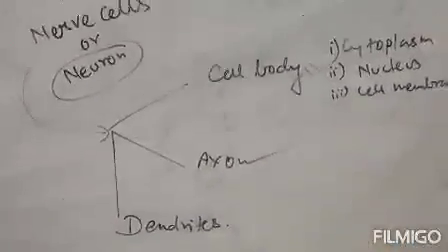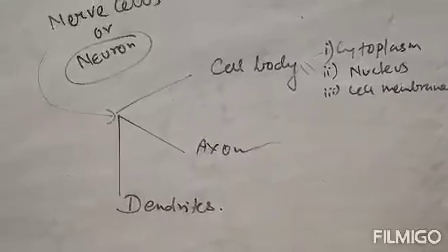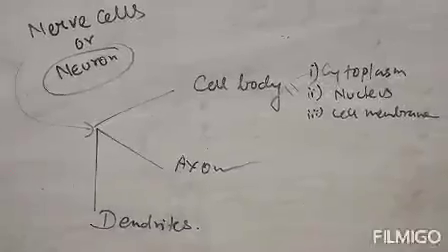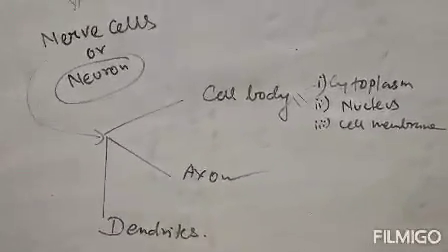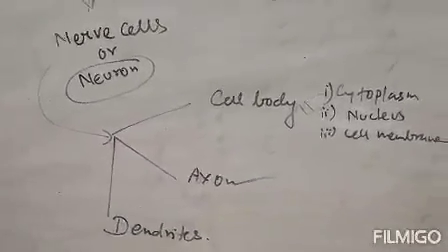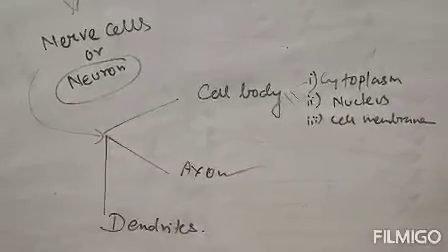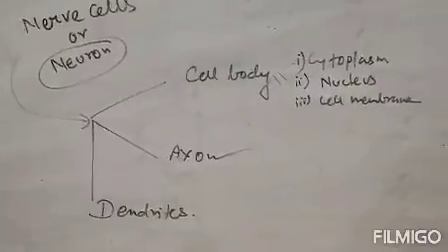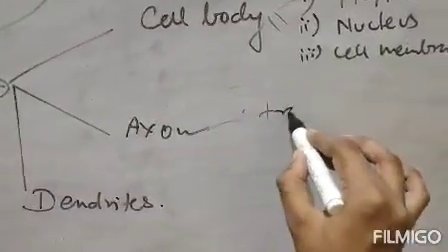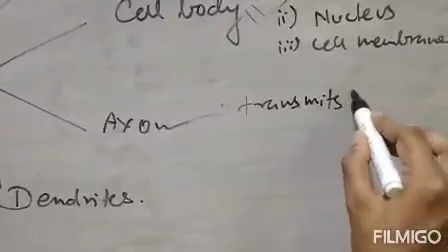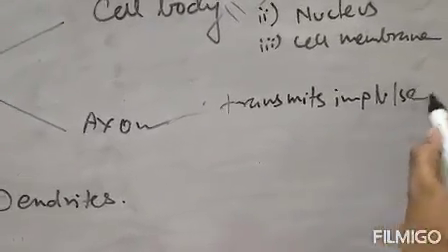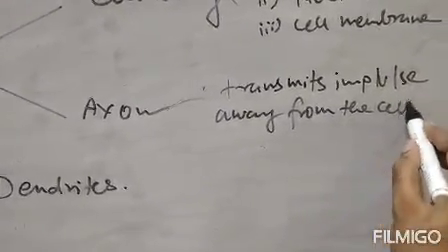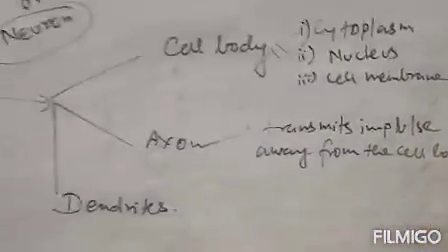Next, the axon. The axon is a single long conducting fiber. Fiber means a thread-like structure, so it is a single long conducting fiber extending from the neuron. Its main function is to transmit impulse away from the cell body.